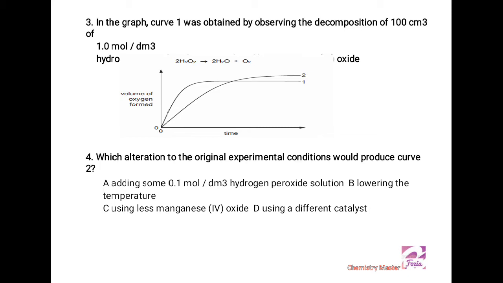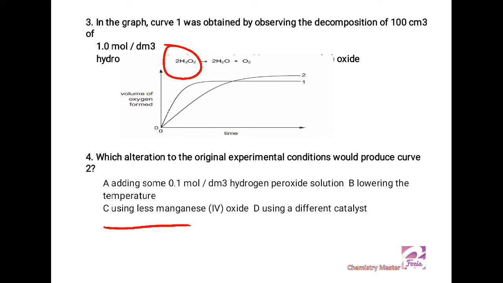Means the normal reaction was going on at curve 1. Now you see there is a few more variation. Now what can be that possible change? Option A, adding some 0.1 mol/dm³ hydrogen peroxide, means adding a few more moles of hydrogen peroxide. B, lowering the temperature. The temperature will not be changing the reaction directly because it is not mentioned that the reaction is exothermic or endothermic. The C is using less manganese.